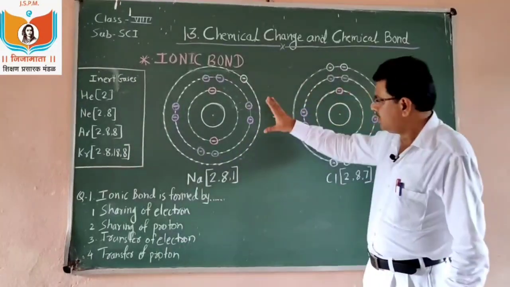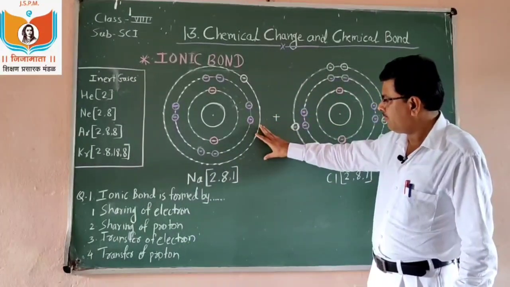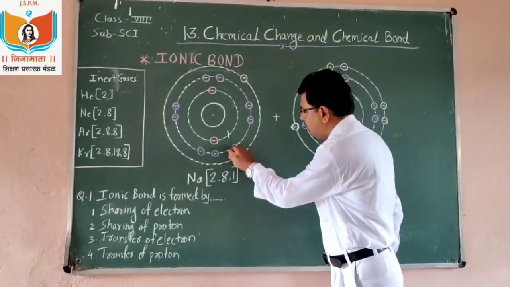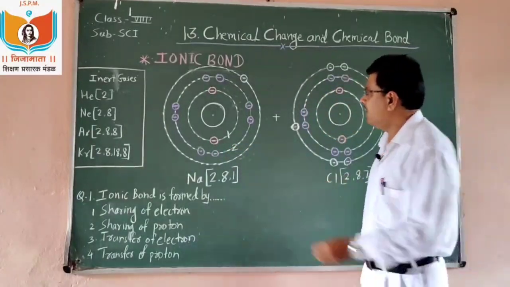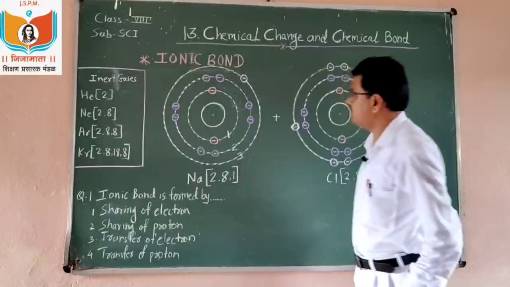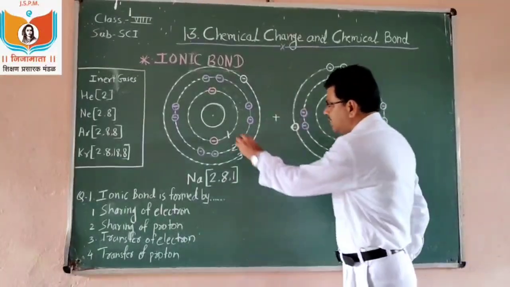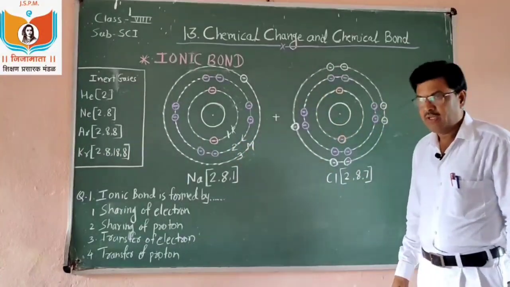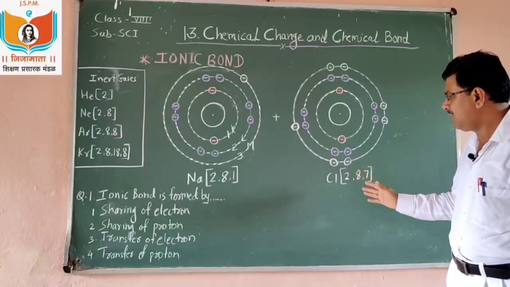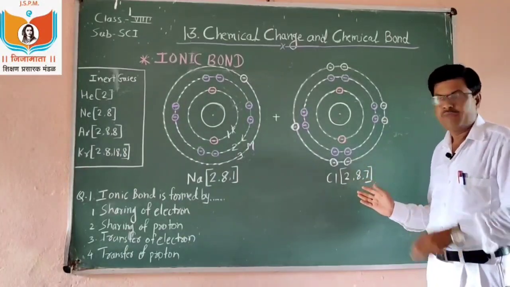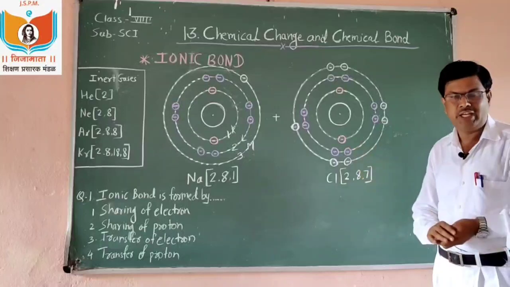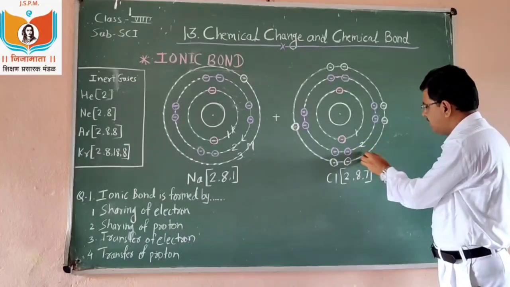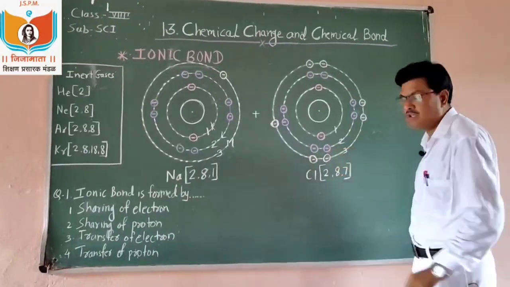Now see here, this is the atom of sodium, and in the first orbit it contains 2 electrons, in the second orbit it contains 8 electrons, and in the last orbit it contains a single electron. This is also called the K, L, M shell or first, second, third shell. Now see here, this is the electronic structure of the chlorine atom. There are a total of 17 electrons, out of which 2 are in the first orbit, 8 in the second orbit, and 7 in the last orbit or third orbit.